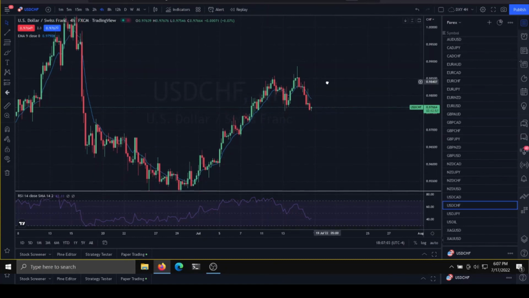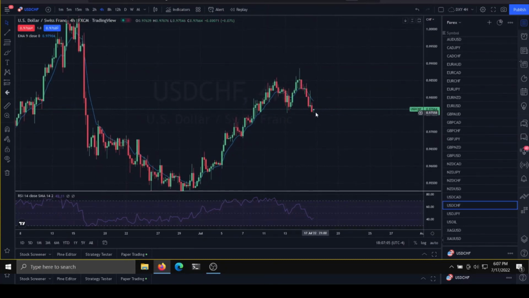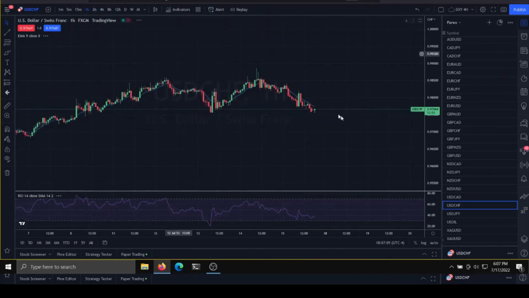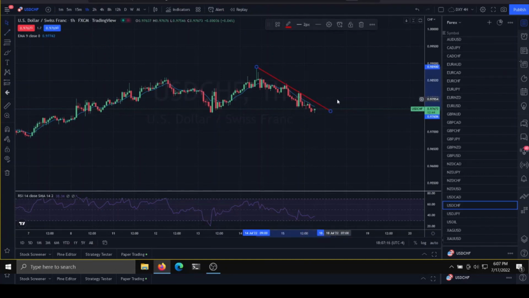You're looking to get this pullback here or potentially break the top, go down to the 1 hour chart. See if it breaks this trend line. You get an impulse, a correction, take it up.